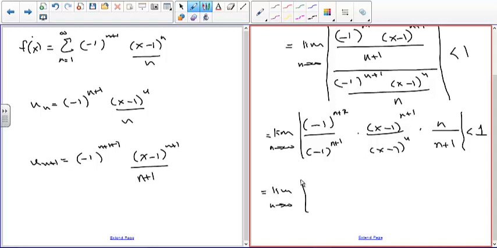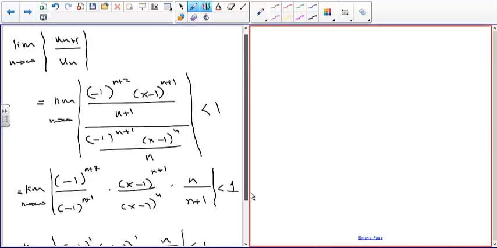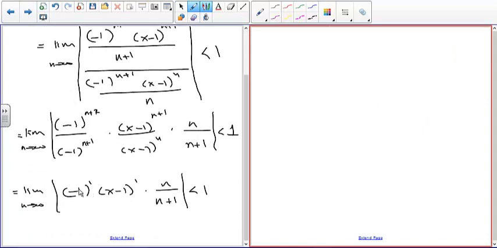So what happens here is you just get negative 1 to the first power. Here we get x minus 1 to the first power. So we have n plus 1, we subtract n, we get 1. And the last term doesn't change. And now we can take the limit. Well, the negative sign here in the ratio test doesn't come into play. So really don't have to worry about that, because you take the absolute value of negative 1, you get positive 1.